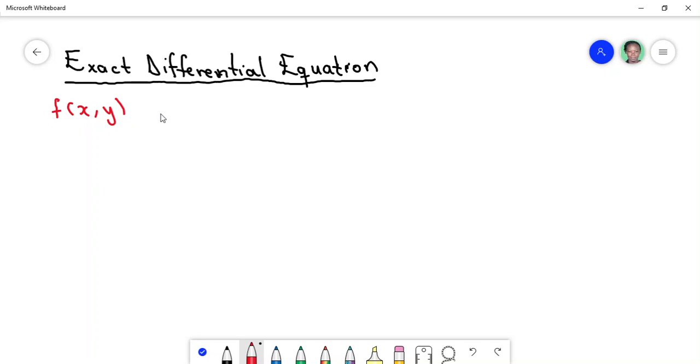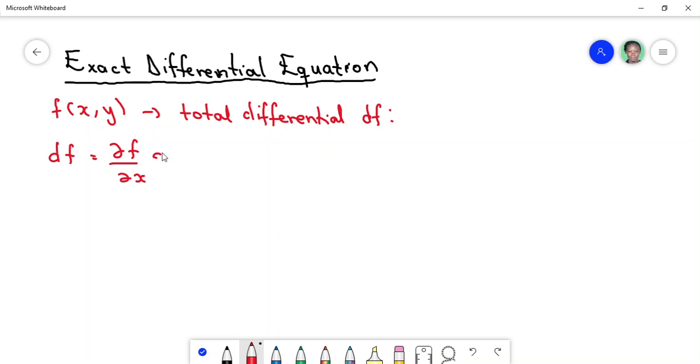So given a function f of x, y, I can write its total differential. So let's say the total differential, that is df, is going to be defined as the partial derivative of f with respect to x dx, plus the partial derivative of f with respect to y dy. Okay, so this is the total differential of what? A function.